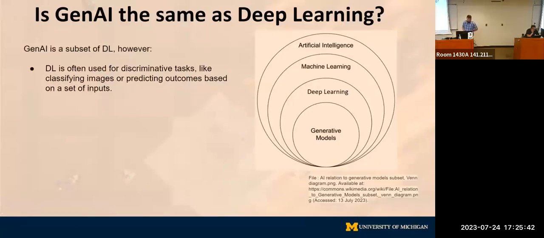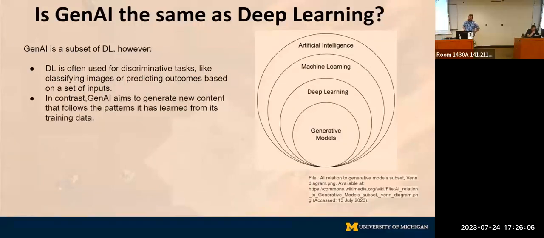However, deep learning is used for discriminatory tasks, like this is the kind of discrimination that is a good discrimination, because it's intentionally finding patterns of what's different in a data set. Such as classifying images of people's faces or predicting outcomes based on sets of inputs. I want to get back to that good type of discrimination, because there's absolutely a lot of bad discrimination in AI as well. And that's going to be our topic at the end with ethics. In contrast, generative AI generates new content that follows this underlying pattern from the data.